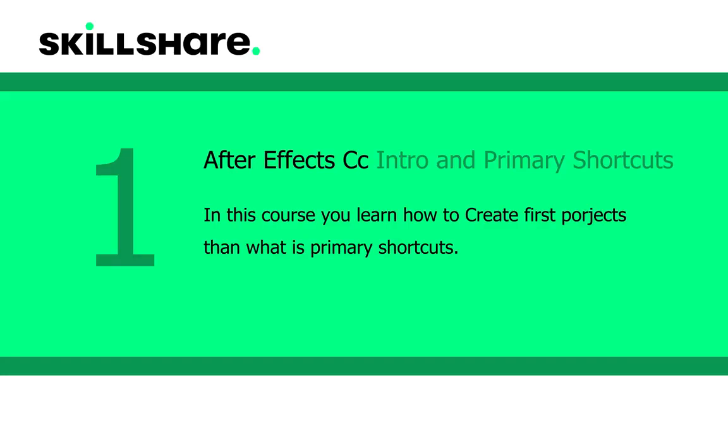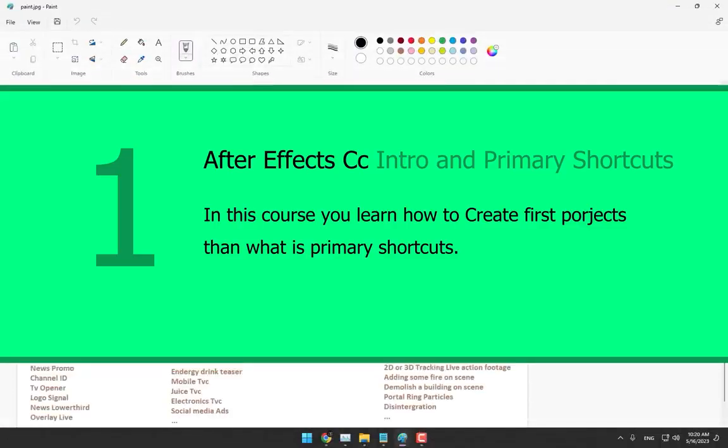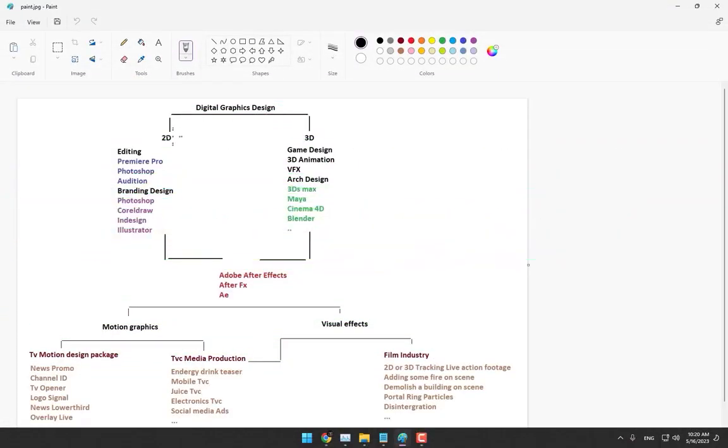So, before starting Adobe After Effects, let's start from digital graphic design. It is divided into two parts, 2D and 3D. 2D is like editing, branding, and design applications, and 3D is for creating game design, architecture, and visual effects, like 3ds Max, Maya, and 4D.